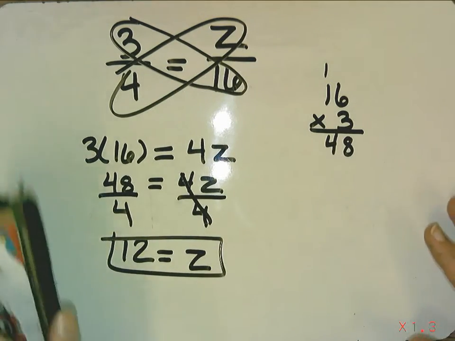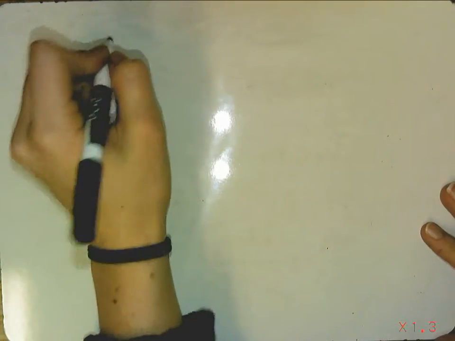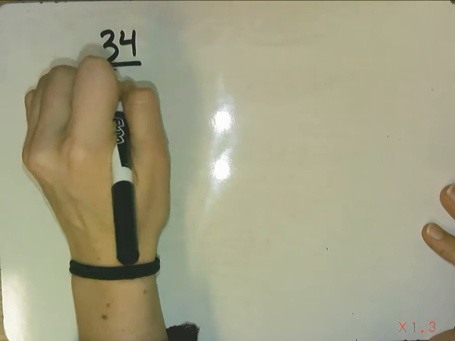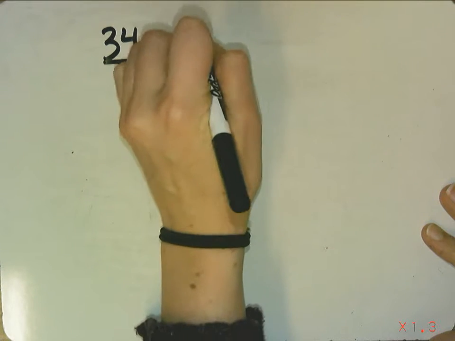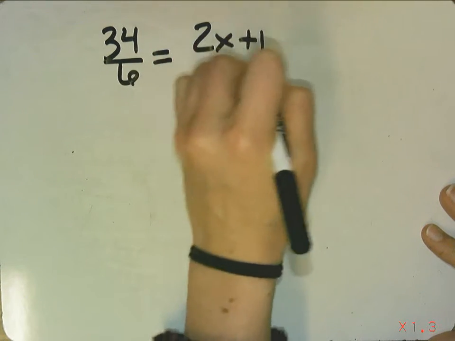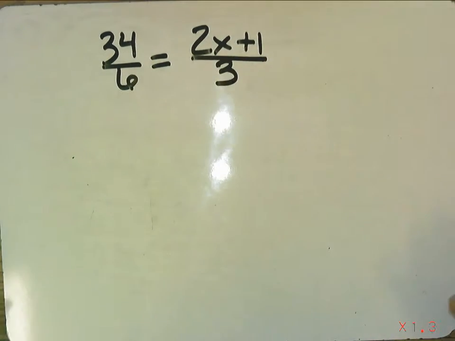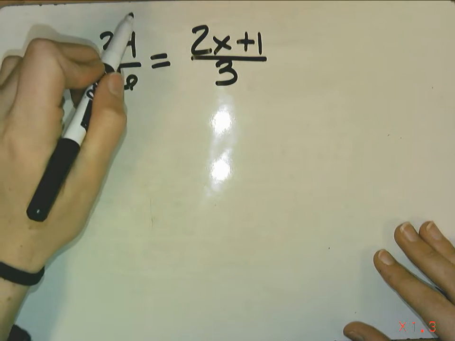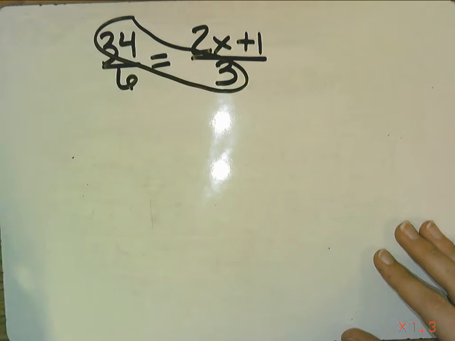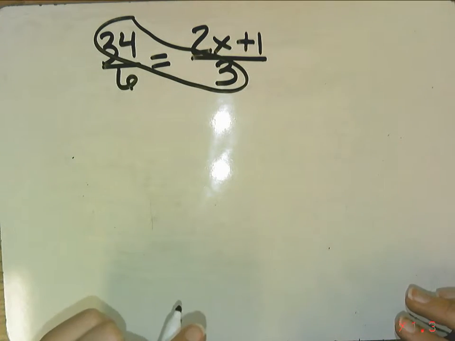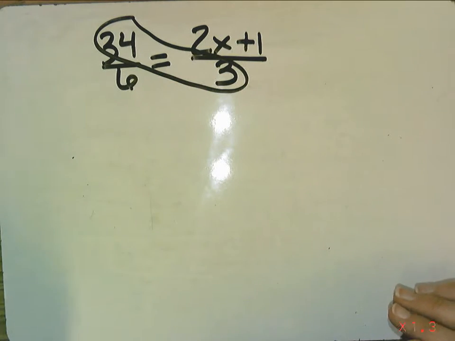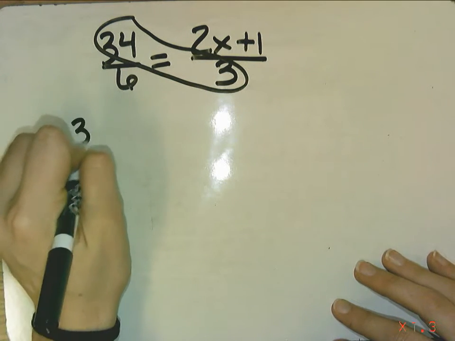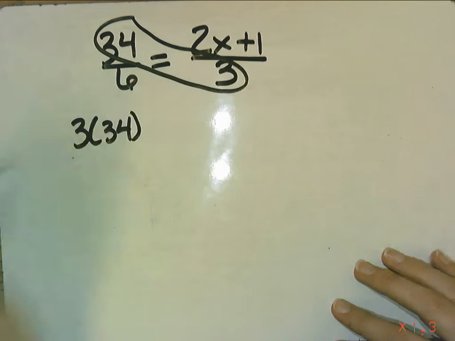Let's try a more complicated proportion. This one is 34 over 6 is equal to 2x plus 1 over 3. I'm going to take the same steps in order to solve this proportion as I did last time. So I'm going to look at what's across from each other. So I have 34 and 3 across from each other. That means one side of my equation is going to be 3 times 34.